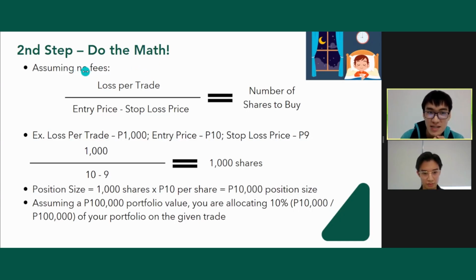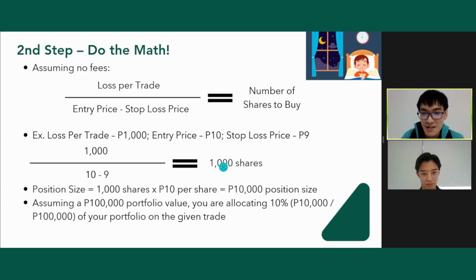So the formula is your loss per trade divided by your entry price minus your stop loss price. So example, like from the previous slide, let's say your loss per trade is 1,000 pesos. So 1,000 pesos, that's your loss per trade. So we put it here. Then we get your entry minus your stop loss price. So let's say your entry price, 10 pesos minus 9 pesos. So 1,000 divided by 10 minus 9. So that will become 1,000 divided by 1. So that would equal 1,000.